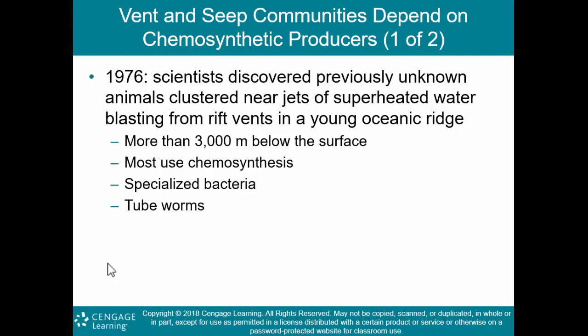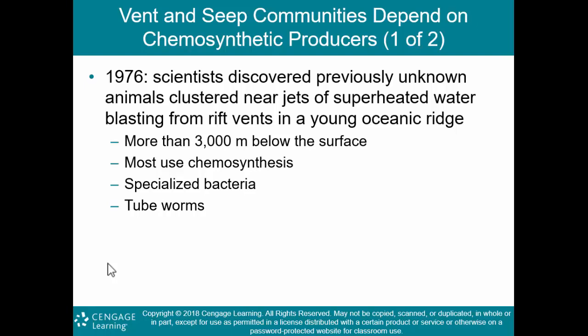It's lifted up and it's split apart, and magma wells up at the center of that rift valley. So magma is very close to the surface, so any water that seeps down into cracks in the seafloor becomes superheated, and then is forced up because it becomes hot, becomes less dense, and it gets forced up through cracks in the seafloor. And that's how we get these blasts, the hydrothermal vents. 3,000 meters, 10,000 feet below the surface.